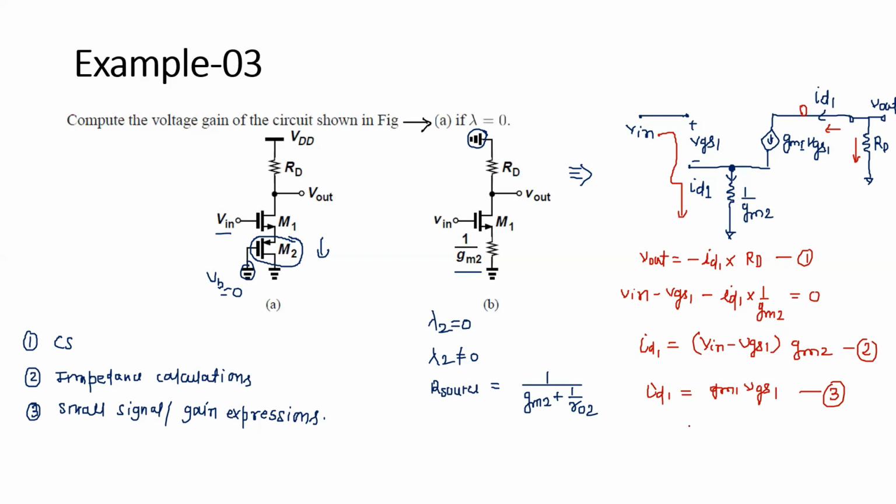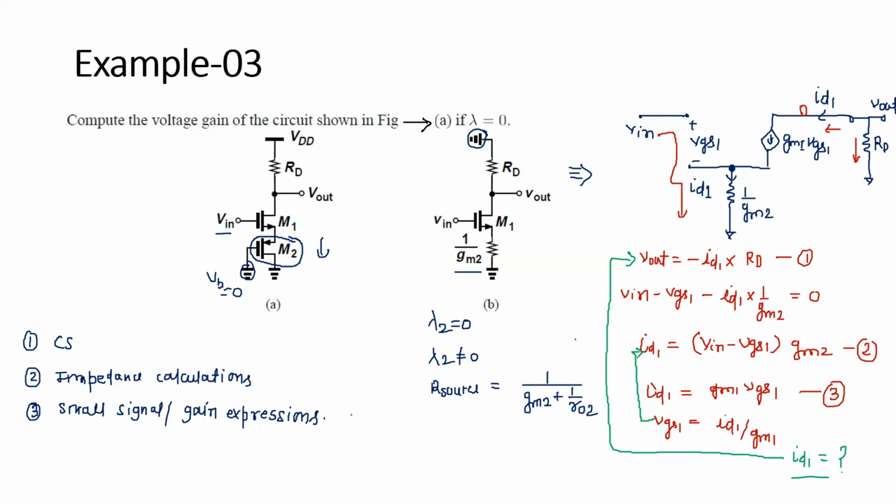Here we can replace VGS1 equal to ID1 by gm1. So put this VGS1 in the second equation and we'll get the expression in terms of ID1. Whatever we get for ID1 from here, we put inside the first equation, and we'll get the expression for voltage gain.